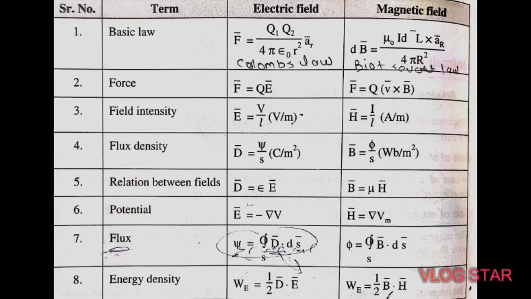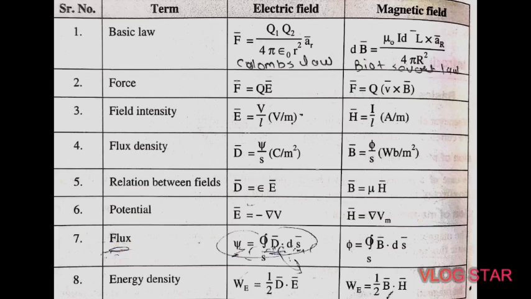Then after that, potential. We have already seen the concept of divergence. In that we have seen the potential gradient and divergence relationship. So here we can write for the electric field, E bar is equal to minus del V, and for magnetic field it is given by H bar is equal to del Vm. Then the next point is flux.